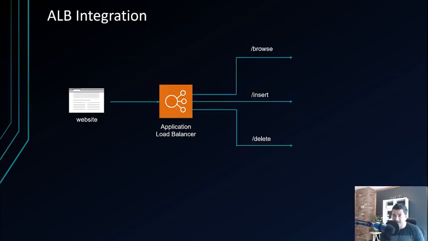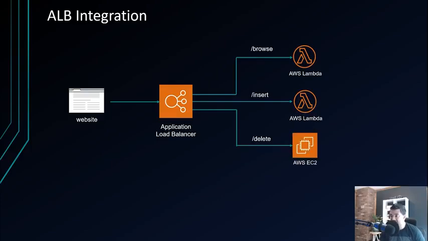So a typical ALB integration would be your website sending requests to the Application Load Balancer, and you will configure different routes in the load balancer. So if the incoming path has /browse or /insert, maybe they will forward to target groups with AWS Lambda. If the path has /delete, then they're going to forward to AWS EC2.